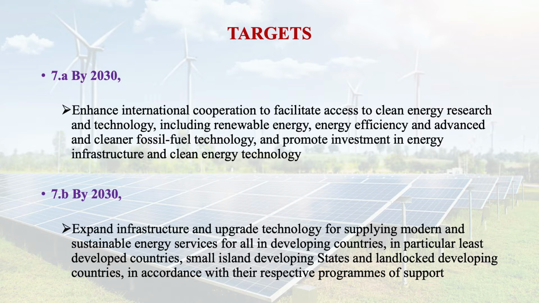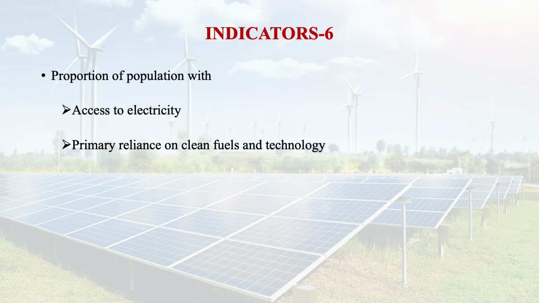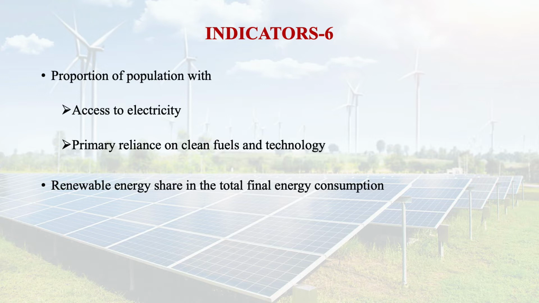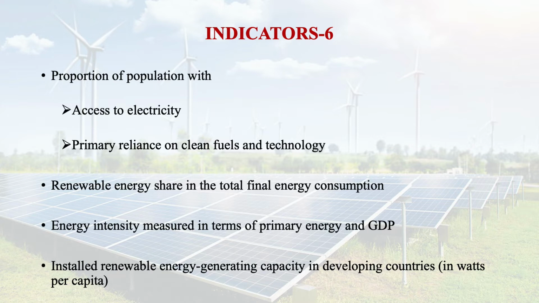To look into the progress of the targets, there are 6 indicators. Of those 6 indicators, a few are: proportion of population with access to electricity, primary reliance on clean fuels and technology, renewable energy share in the total final energy consumption, energy intensity measured in terms of primary energy and gross domestic product, then total renewable energy generating capacity in developing countries, that is in watts per capita.